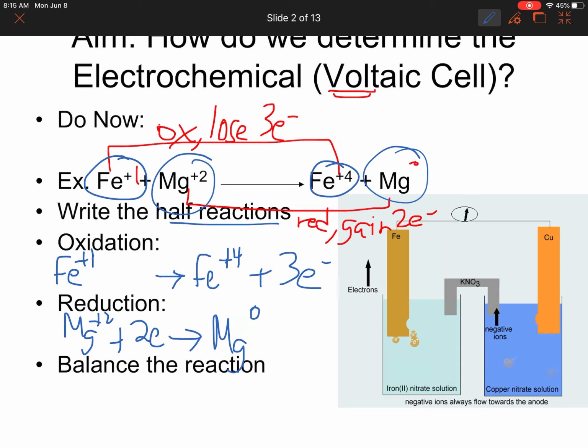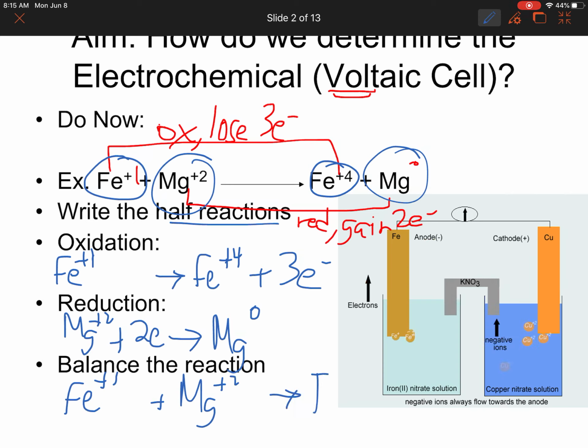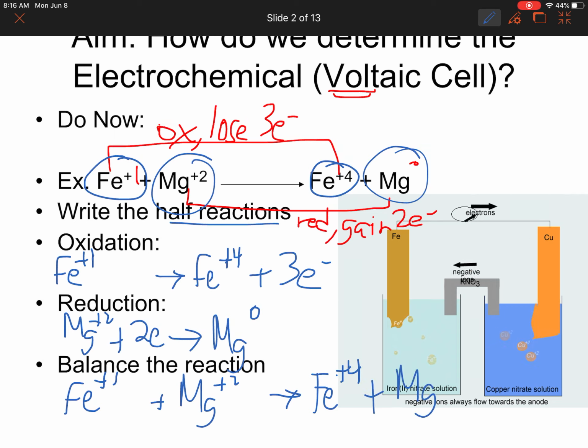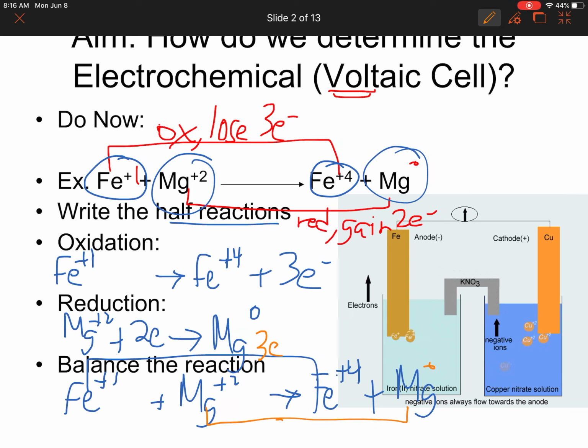Now, if you want to balance the equation, we have Fe plus Mg plus 2 going to Fe plus 4 plus Mg. Well, again, 1 to 4 is how many electrons? Well, that's 3 electrons. 2 to 0 is 2 electrons. What's the least common multiple of 2 and 3? Well, correct. That equals 6.